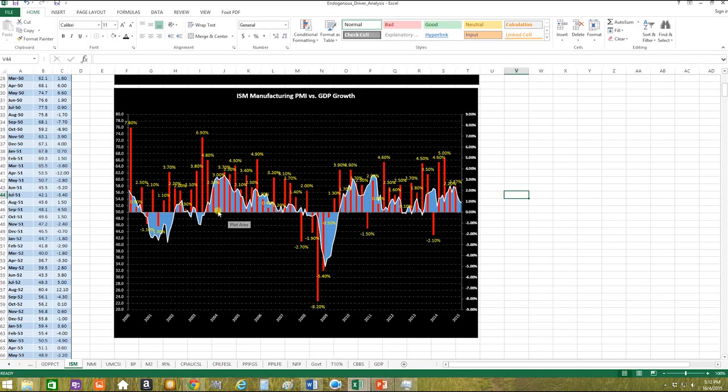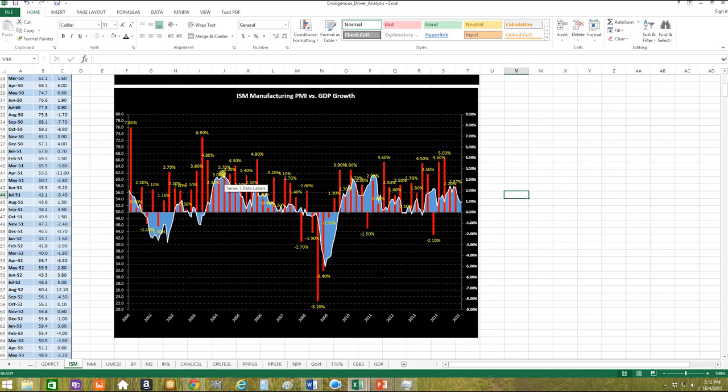So it's pretty obvious that when the ISM readings come out and they're very low, then this is a warning sign that GDP growth is going to slow down in 12 to 18 months' time with an 85% certainty, because the data tells us that the ISM is correct 85% of the time in predicting GDP growth with a 12 to 18 month time lag.